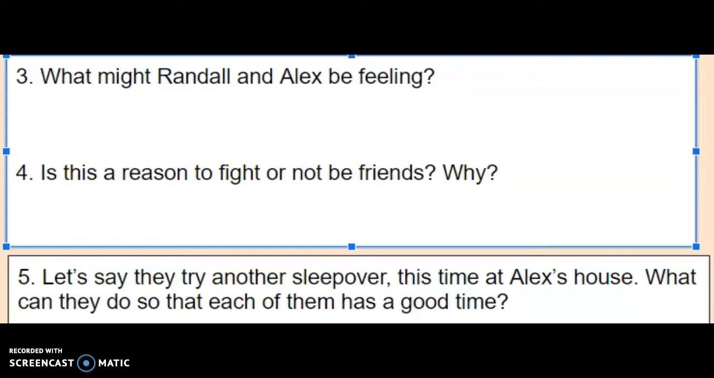Now let's say that Alex and Randall decide to try another sleepover, and this time it is at Alex's house. Think up some things that they can do so that each of them has a good time. Answer question number 5, and you're done for the day.